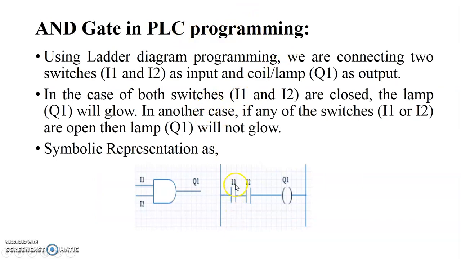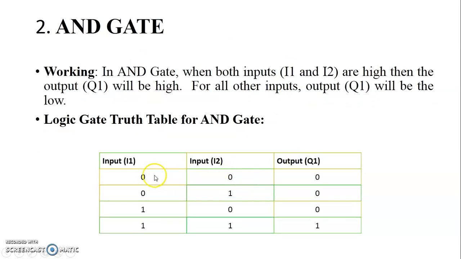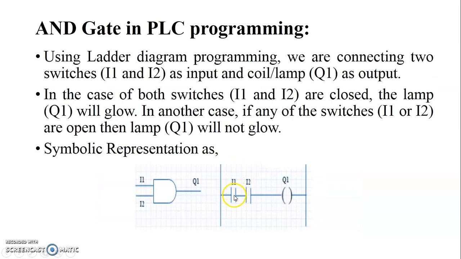As we know, there are 2 inputs, I1 and I2, and the output is Q1 here. For the first combination, that is 0 0, you are applying 0 to I1 and 0 to I2. Let us see the operation. In a normally open contact, 0 means these two switches are open. That means they will not allow the current to pass through, so the output will be 0.